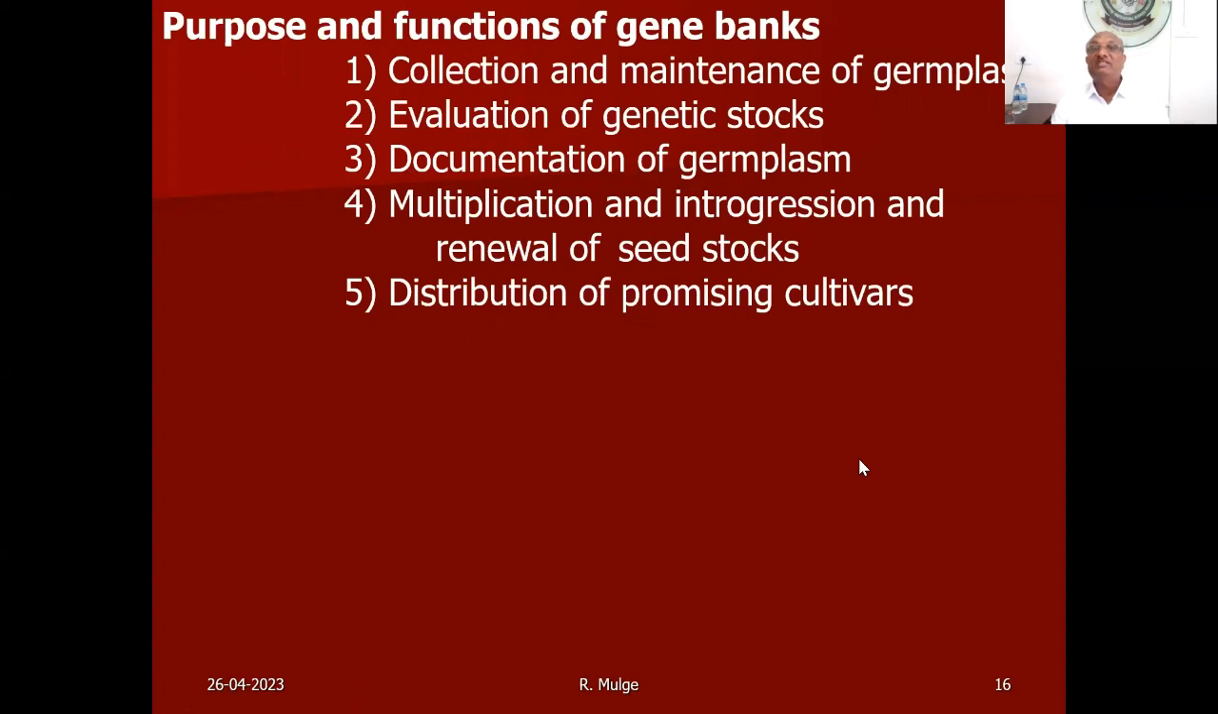First is collection and maintenance of germplasm. Second is evaluation of genetic stocks. Third is documentation of the germplasm. Fourth is multiplication, integration and renewal of seed stocks. Fifth is distribution of the promising cultivars. These are 5 important functionaries of these gene banks.